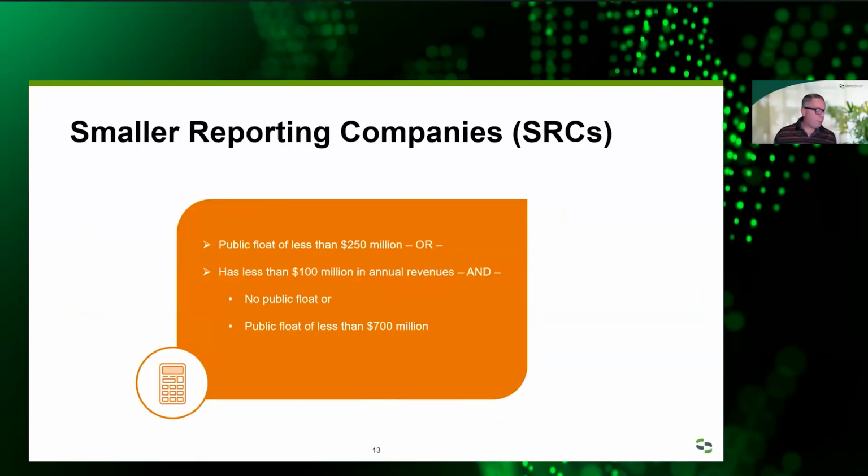This question has come up from some of our clients, so I wanted to add a slide for this. SRCs, if you're filing under 10-K Reg S-X, you're an SRC if you've got public float of less than $250 million, or if you've got less than $100 million in annual revenues and no public float or public float less than $700 million. So it's important to note that it's not only this year for private companies, but it also applies to SRCs.